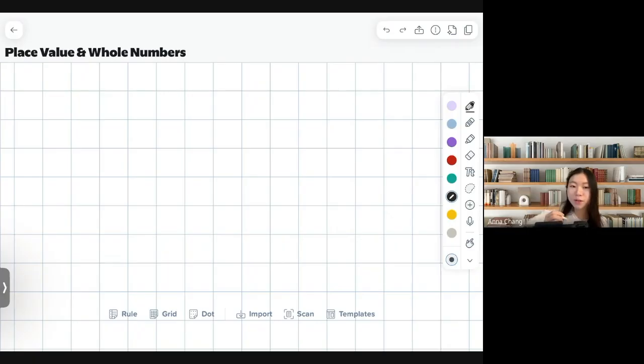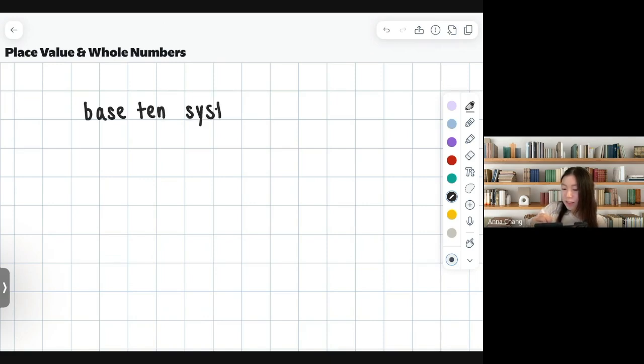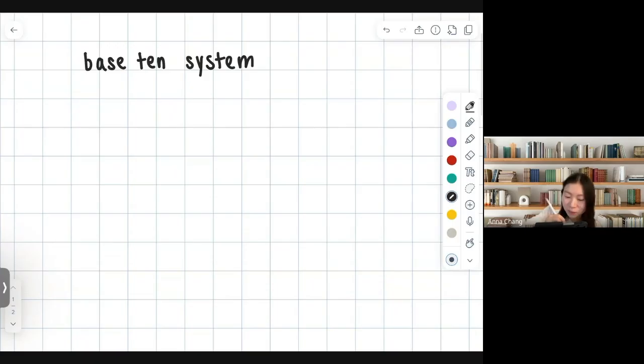Our number system is called a base 10 system. And this is because each place value is worth 10 times as much as the place to its right. This will make a lot more sense looking at an example.